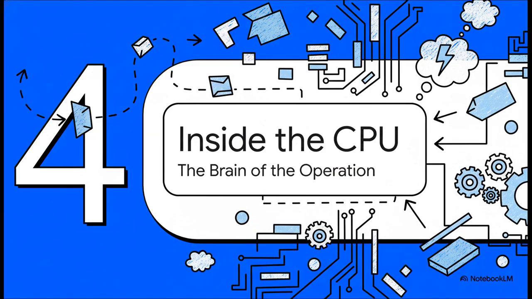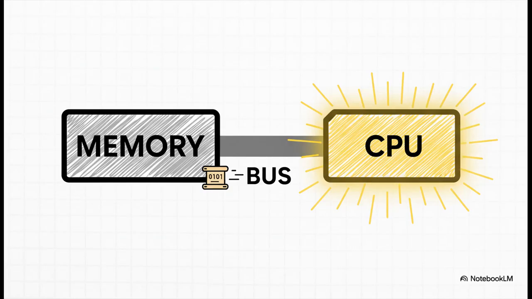Okay, so our instruction has been picked up from memory. Now it's time to head to the real brain of the whole operation, the central processing unit, or the CPU. So our little binary instruction hops on what's called a bus.